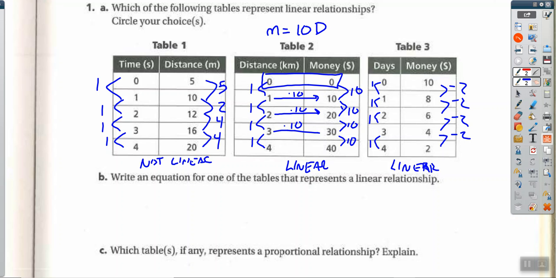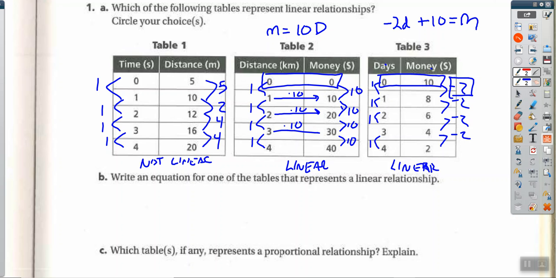10 times the distance. For table 3, well, this is a little bit trickier because we do not have a proportional relationship. It's still linear, it's just not proportional. It doesn't go through 0, 0. So remember how that starting value always ended up in the table, or in the graph, and the equation. So we always had to add that 10, and then the rate of change is what we multiplied the independent variable by. So if we have -2 times the days, that should equal the money.